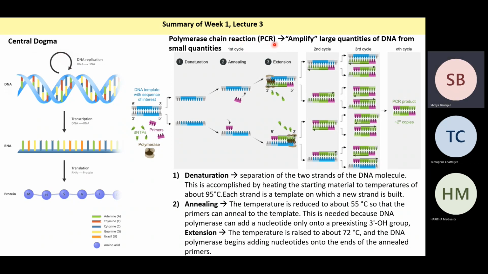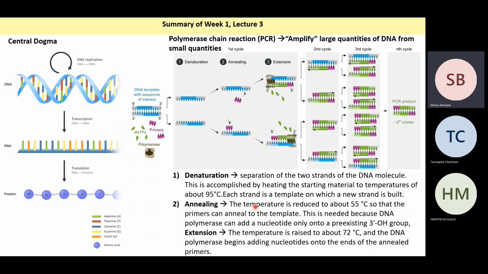The polymerase chain reaction, or PCR, is a method by which large quantities of DNA are amplified from small quantities. So first, what happens is that the double-stranded DNA is denatured, that is, the 2 strands are separated by heating this DNA to temperatures about 95 degrees Celsius. So each strand is a template on which the new strand of DNA will form.